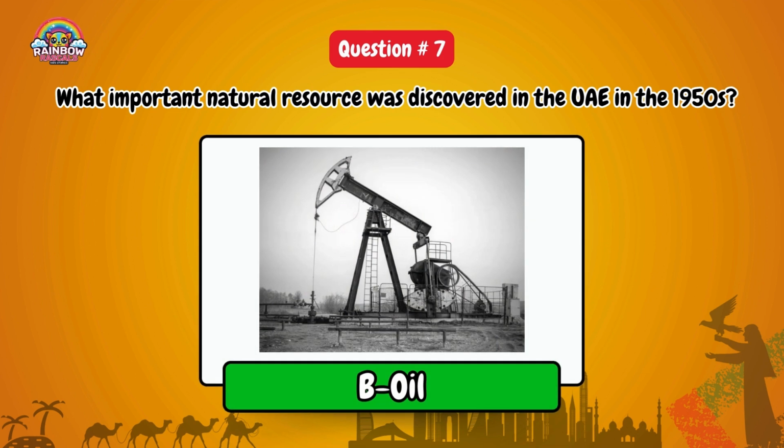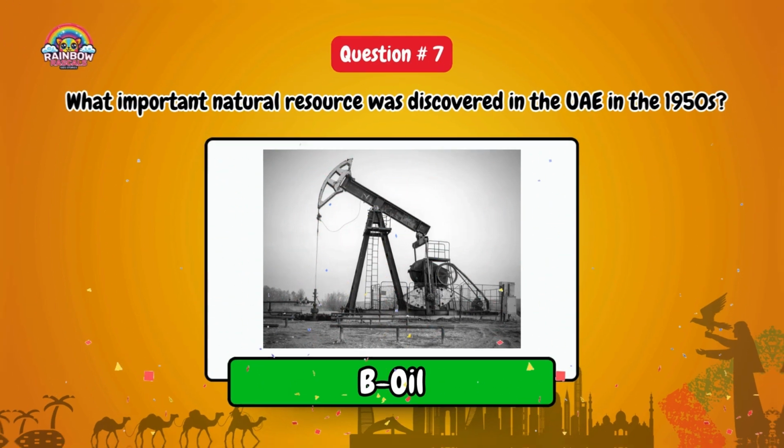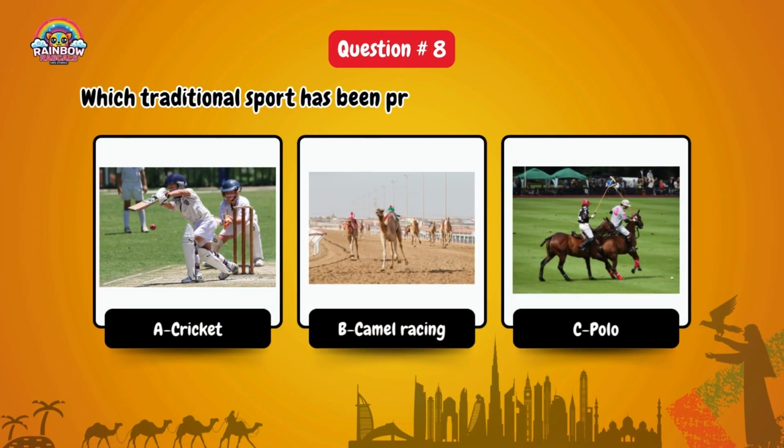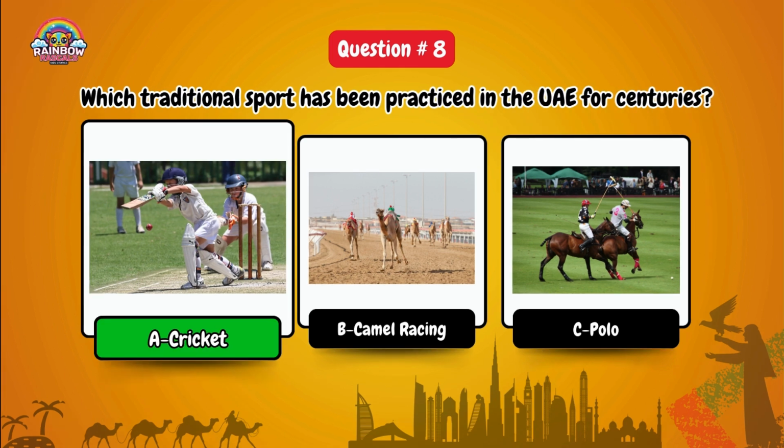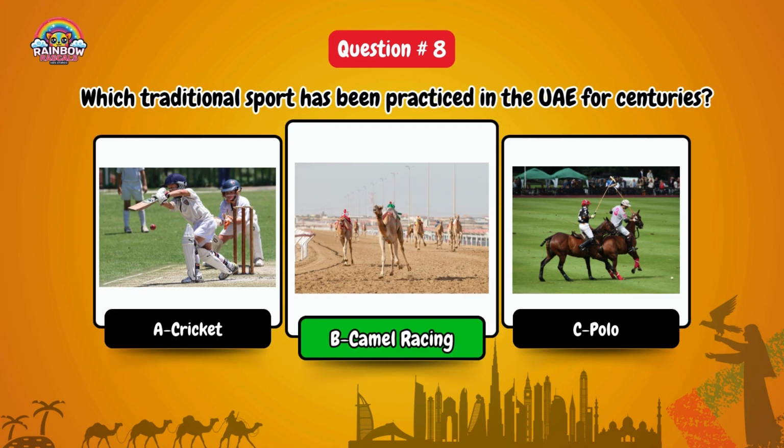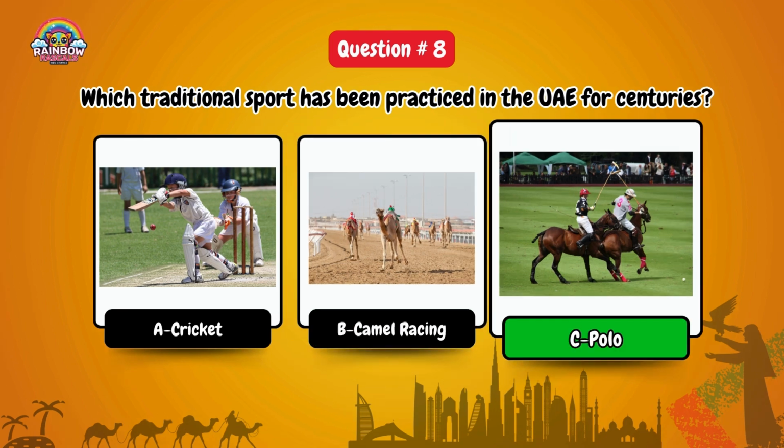The correct answer is, the important natural resource discovered in the UAE in the 1950s was oil. Yay! Which traditional sport has been practiced in the UAE for centuries? Options: A. Cricket, B. Camel racing, C. Polo.